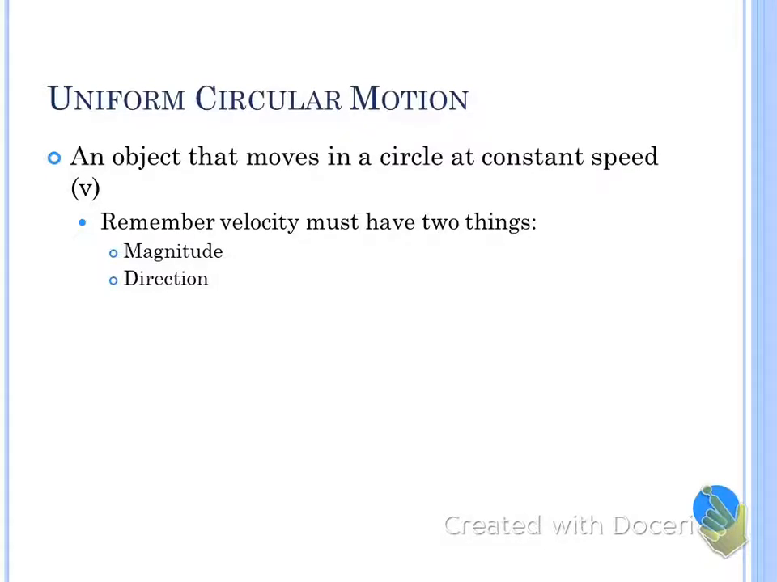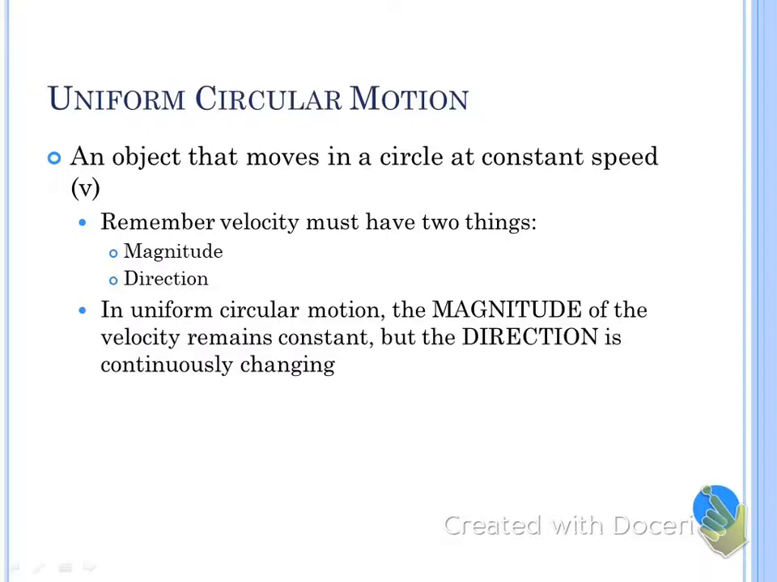And we need to think again about what velocity means. It's got to have two things: magnitude and direction. And magnitude is the what? Yeah, like the number, the actual size. And the direction tells us the sign, the direction, the angle, all those types of things. So velocity has to have both magnitude and direction. As we're moving in circular motion, one of those stays the same, one of them always changes. Between magnitude and direction, which stays the same and which one changes?